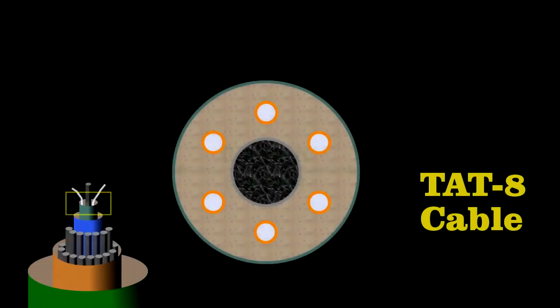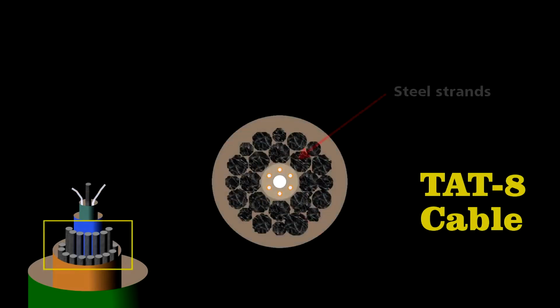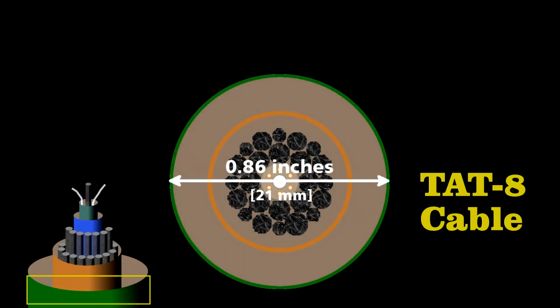At its center lies the core. Less than 1/10 of an inch in diameter, it contains 6 optical fibers wrapped around a central steel wire. They embedded this in an elastomer to cushion the fibers, surrounded it with steel strands, and then sealed it inside a copper cylinder to protect it from water. The final cable was less than 1 inch in diameter, yet it could handle some 40,000 simultaneous phone calls.